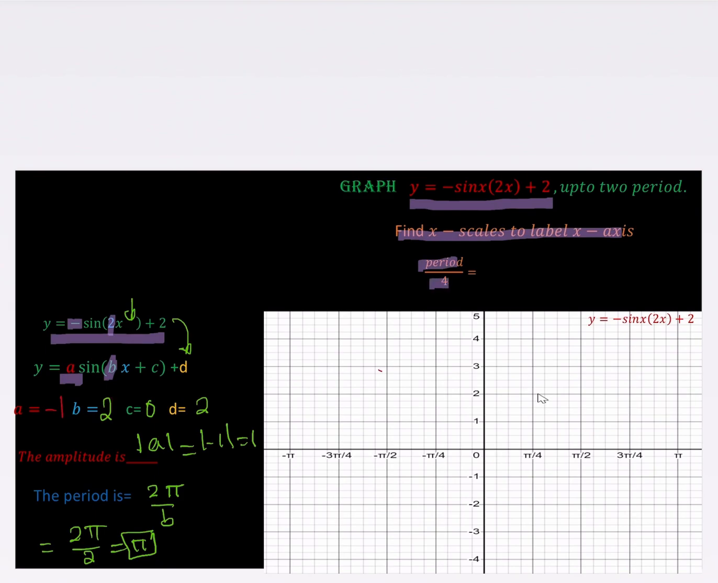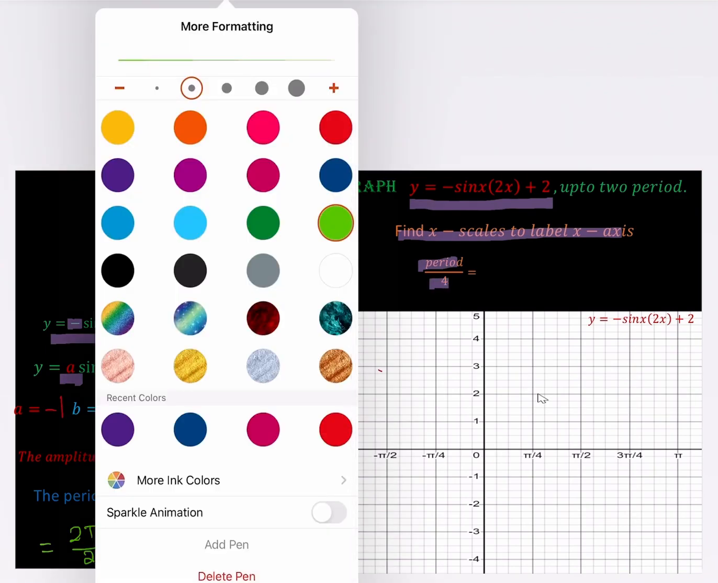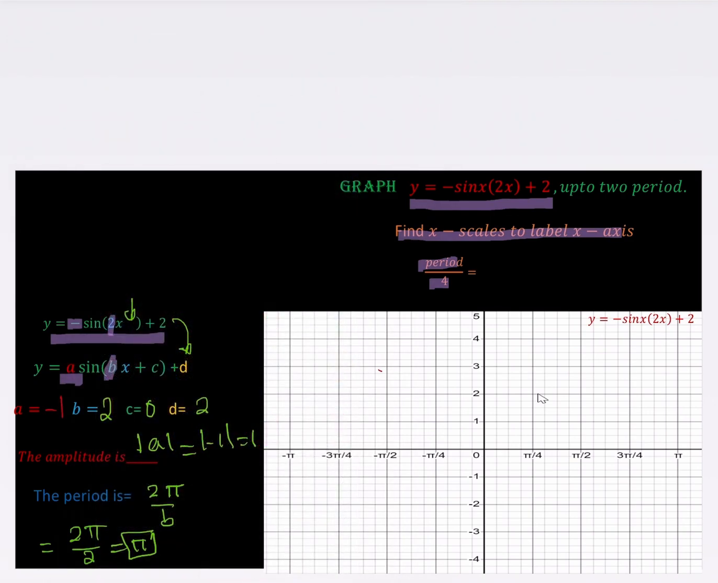Now, go ahead, take a second to write down the x-scale. Why do we need the x-scale? To label the x-axis. And what is that? The period is pi, divided by, all the time we're dividing it by 4. So it's simply pi over 4.